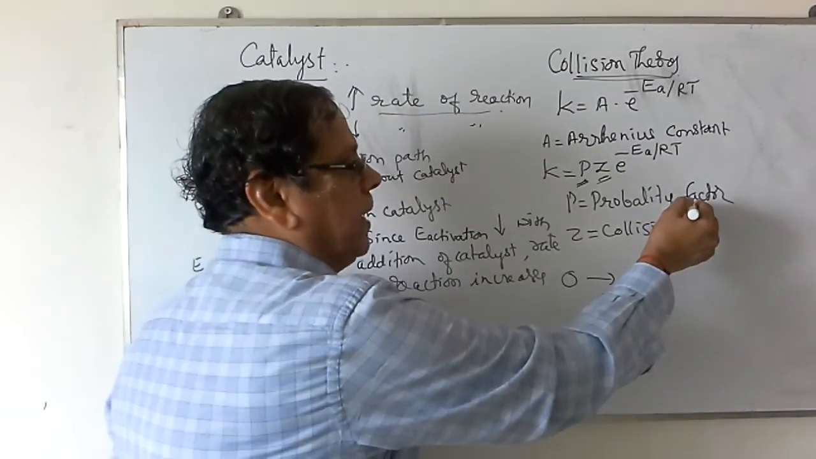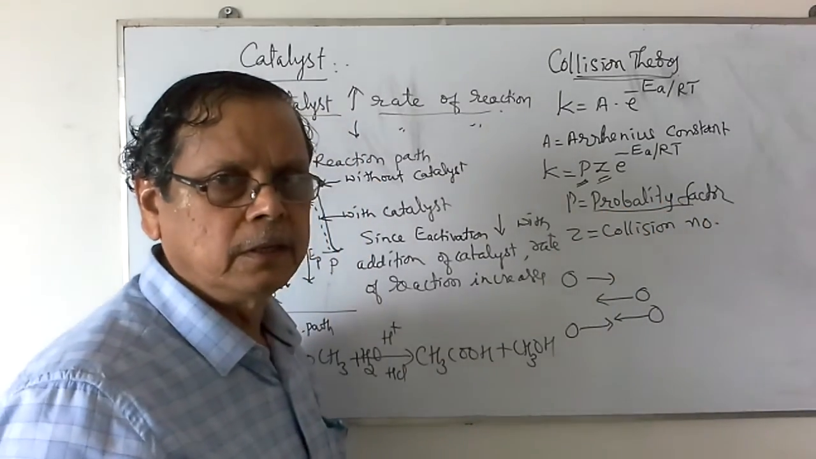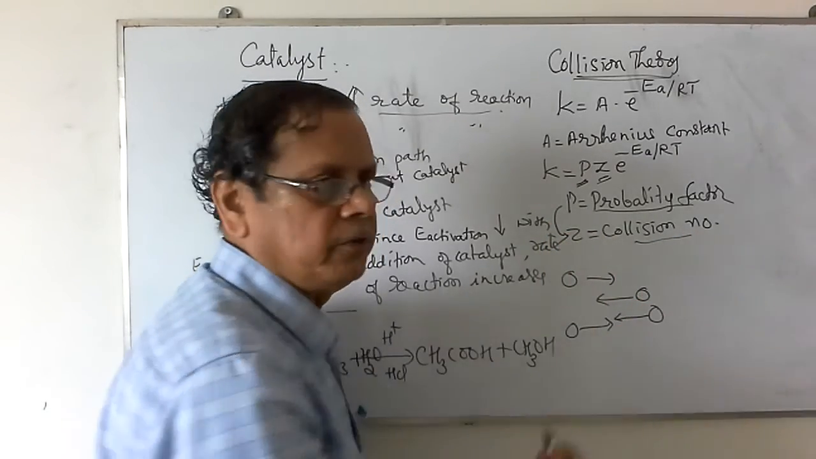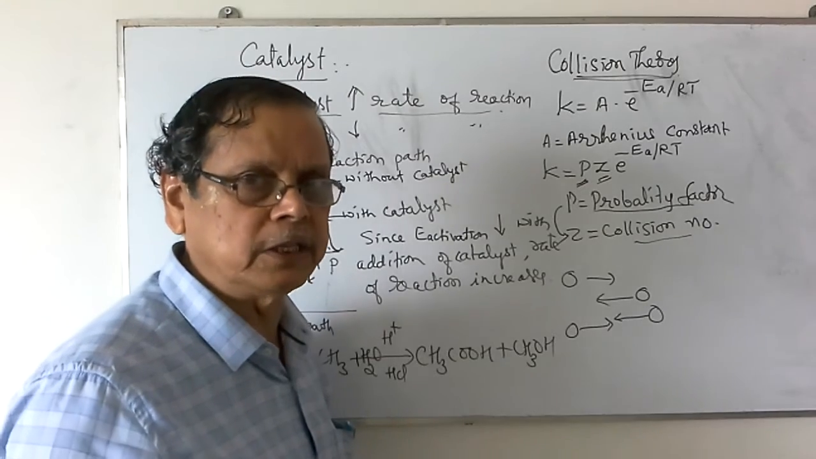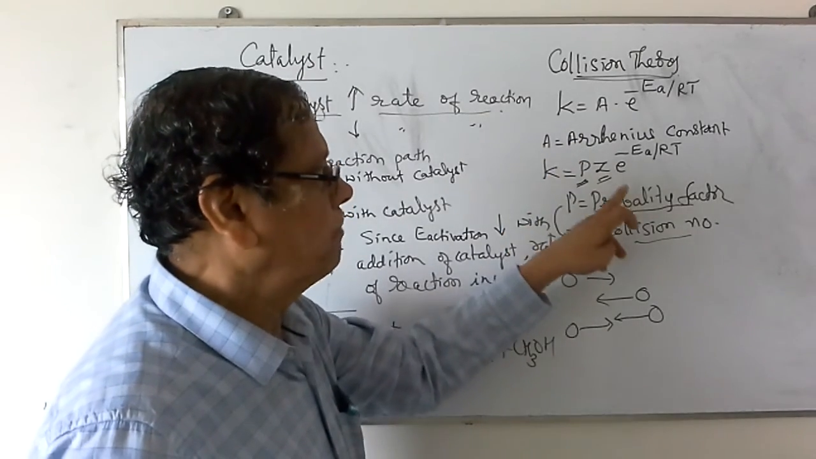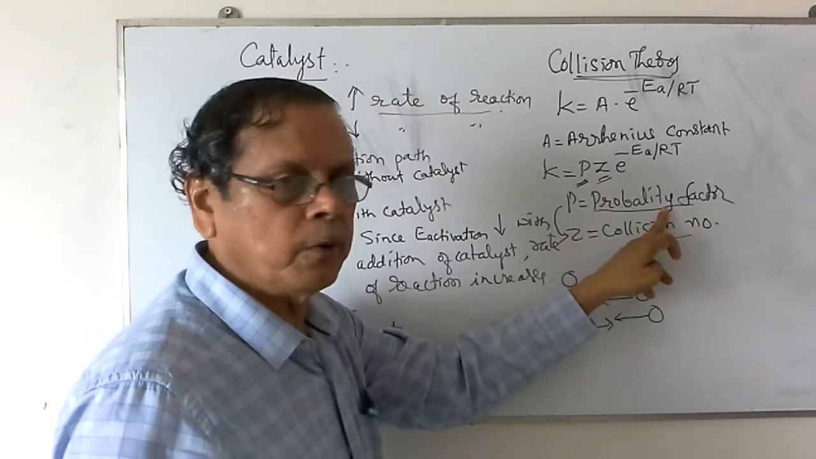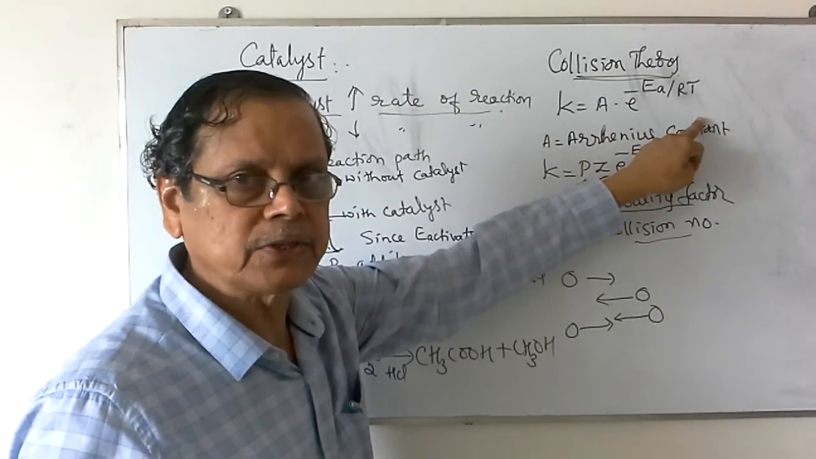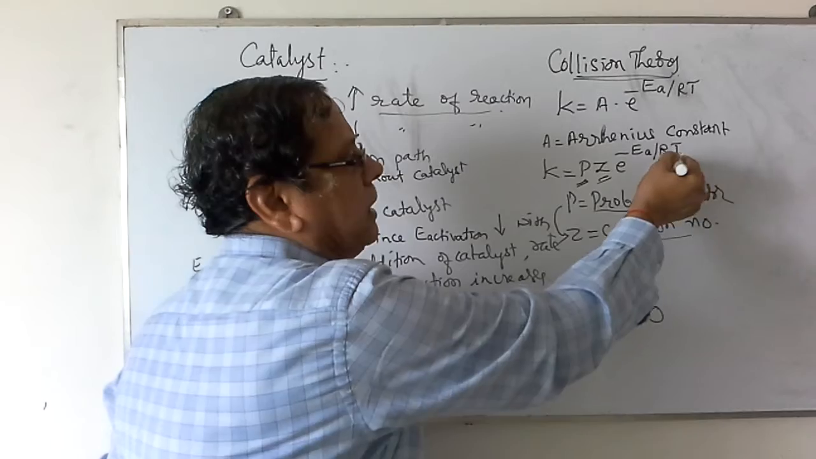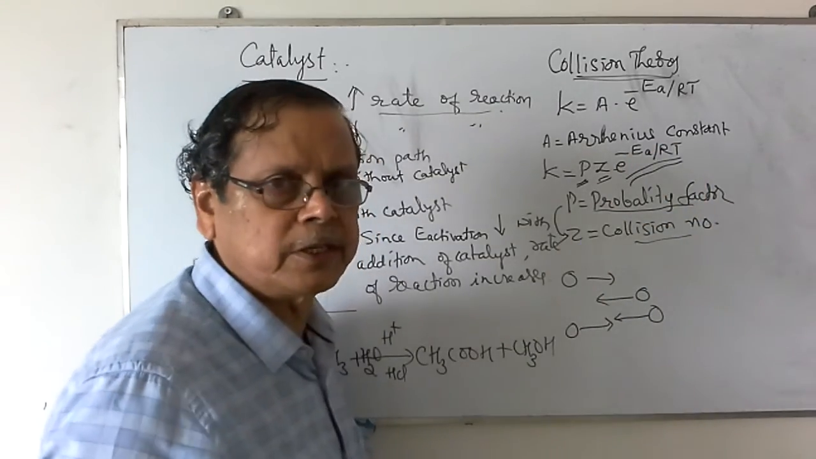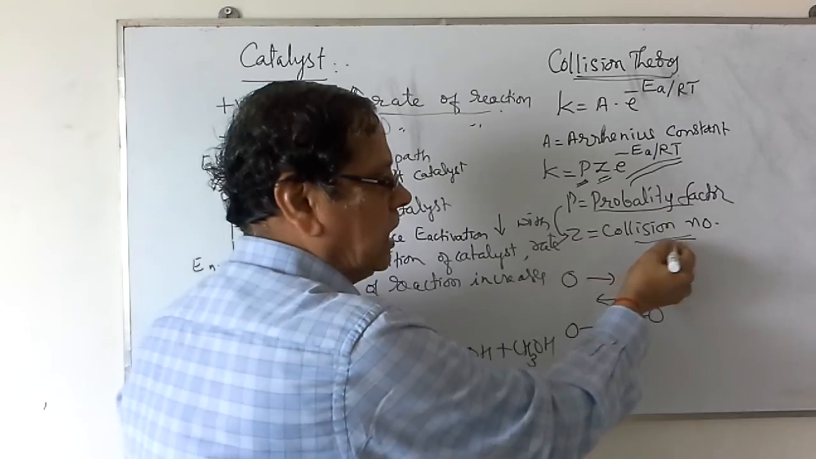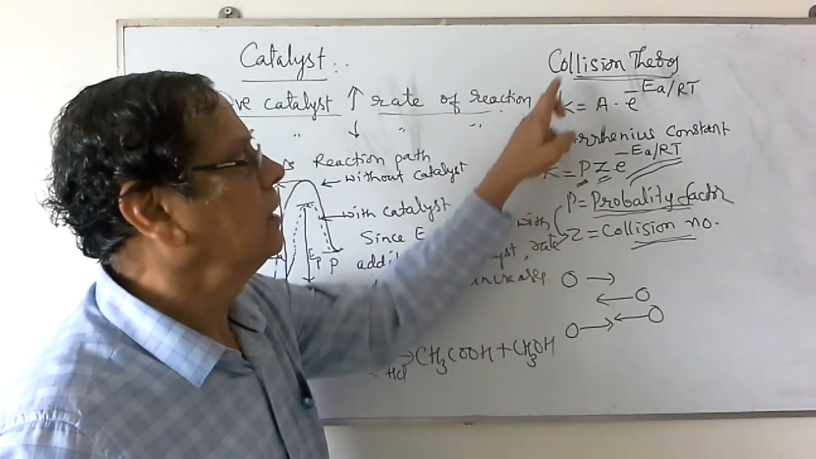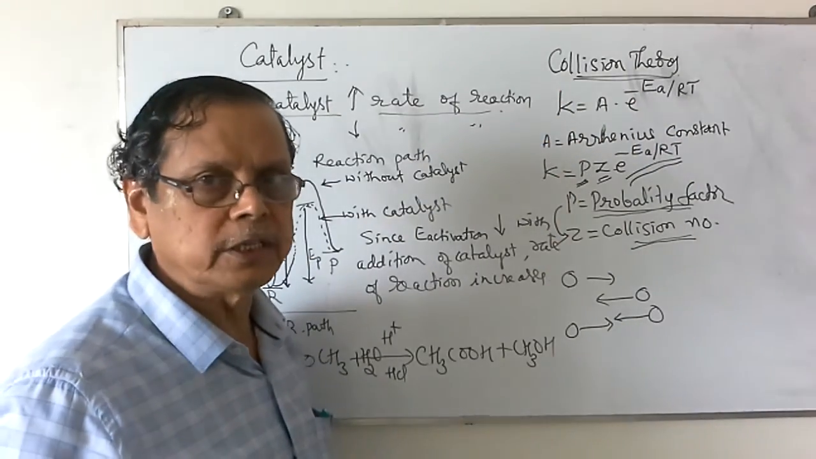So the probability factor indicates the orientation of the molecules, and Z is the collision number. When there is a suitable orientation, the effective collisions will be more. There will be more number of effective collisions. That's why, as the temperature increases, the probability factor changes, the number of collisions also increases, and hence the rate of reaction increases. So it is not only due to the increase in the number of molecules possessing the energy of activation, it is also due to the increase in the collision number and suitable orientation of the molecules. That's why there is an increase in the rate with an increase in temperature, according to collision theory.